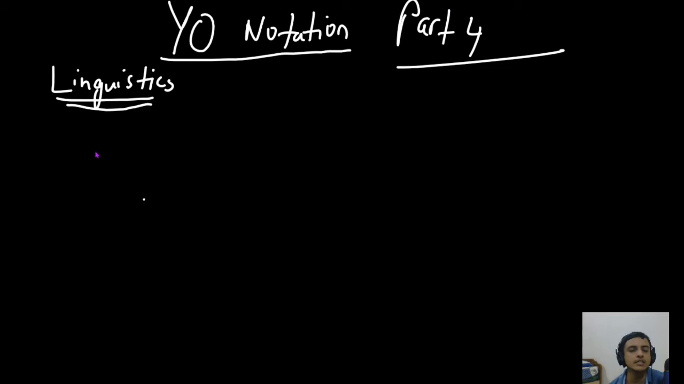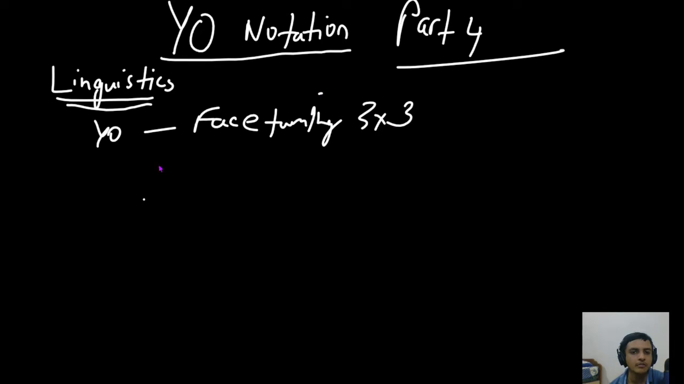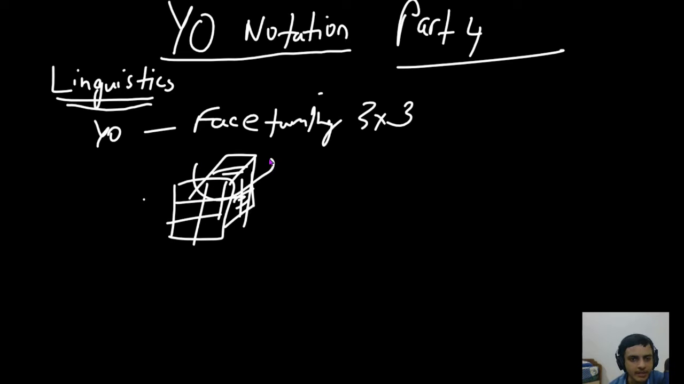So linguistics, why do I want to say linguistics? Because first of all, your notation, let me just recap it quickly. It's just a notation for any face turning puzzle. So if you have a face turning 3 by 3, suppose I have a 3 by 3 here. Pardon my drawing. If I make a face turn, you can call this a U prime, and if I make a face turn this side, I make a U.